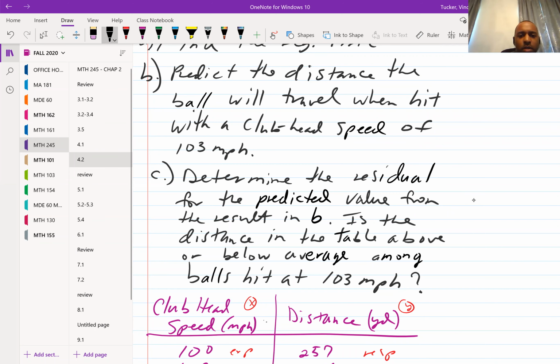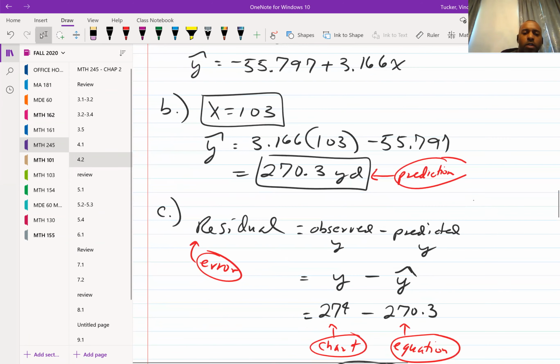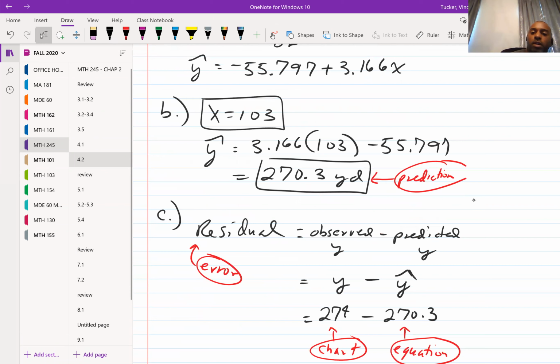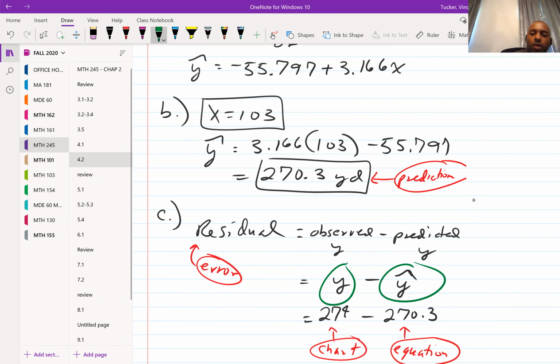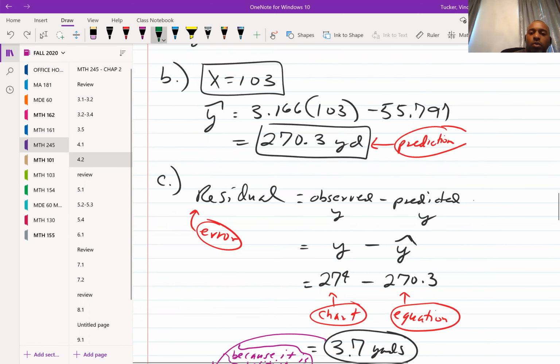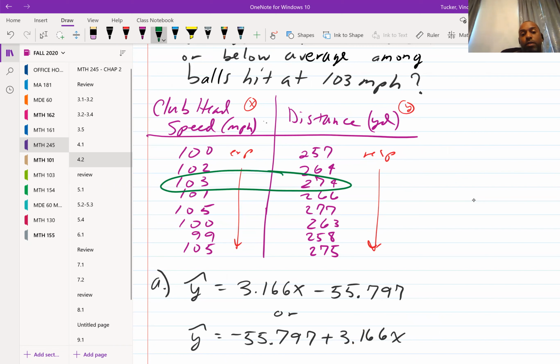Is the distance the ball traveled in the table below average or above? First, we're looking at the residual. The way we calculate residual or error is by taking your observed Y minus the predicted Y. In other words, that's Y minus Y hat. So where will we get Y? You cannot get Y unless you have an actual observation from 103. Somebody hit it at 103 miles per hour, and we do have that right here. When he swung at 103 miles per hour, it went 274 yards.